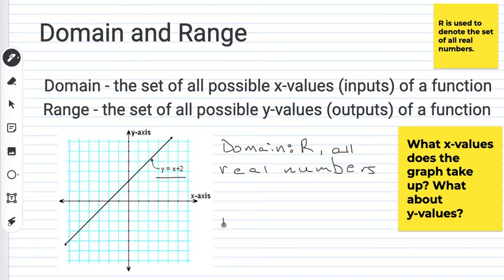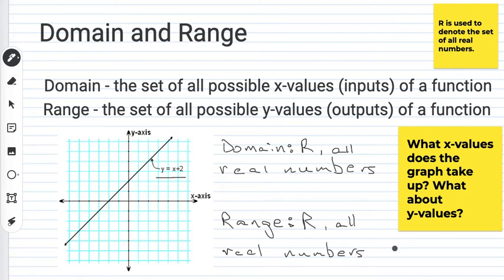The range is going to be the set of all y values, right? What y values does the graph take up? Well, pretty much every single one. So just like the domain, the range is also going to be all real numbers, also known as R. So that is the domain and range.